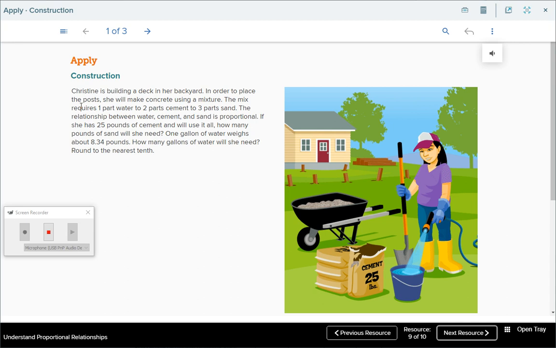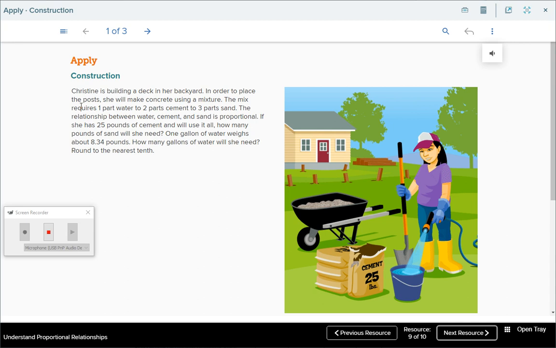Okay, so what do we know? This says, from that last sentence, she has 25 pounds of what? Cement, okay? And she's gonna use it all. How many pounds of sand will she need? Well, let's just take these two. We're gonna worry about water in a second. This is 2 cement over 3 sand.